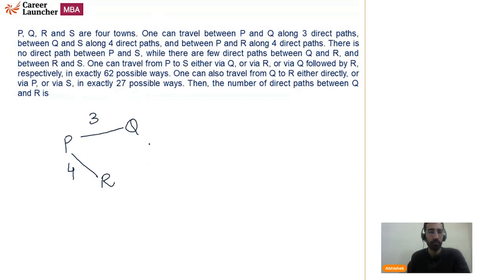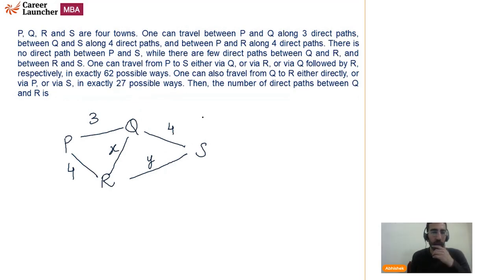P to Q direct 3, P to R 4, and Q to S also 4. There is no direct path between P and S. There are a few direct paths between Q and R, and between R and S. We don't know how many. Let's just say this is X, this is Y. One can travel from P to S via Q or via R, or via Q followed by R.